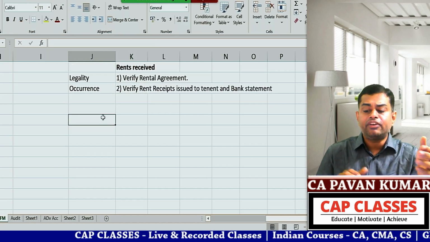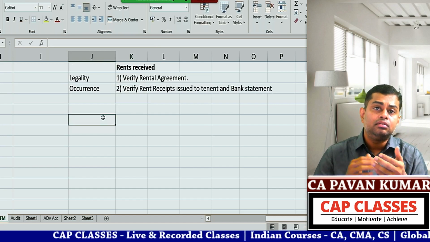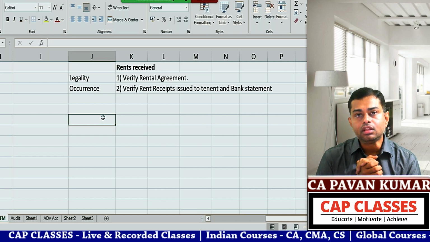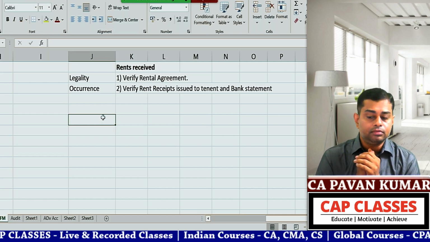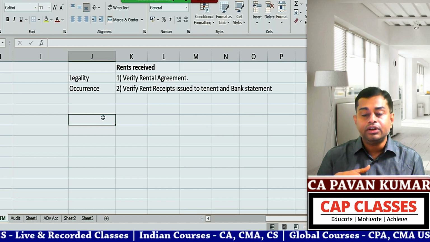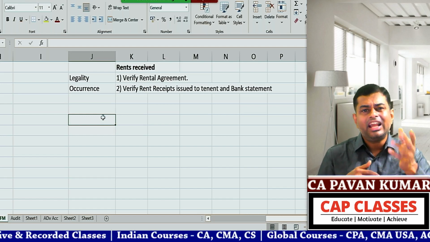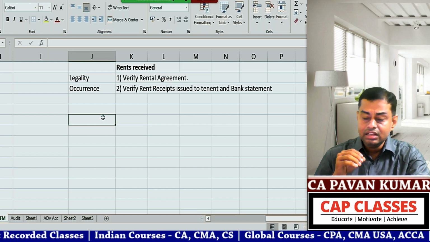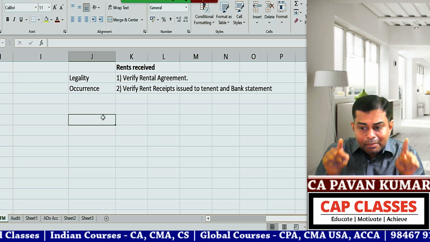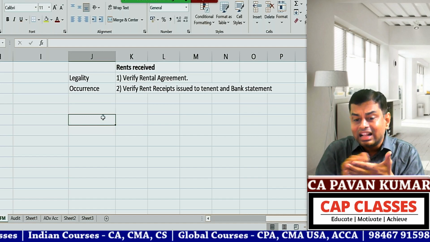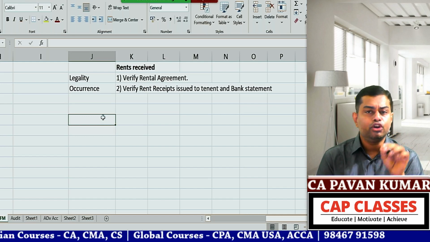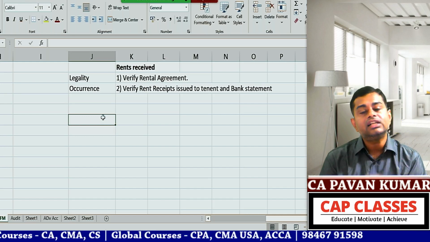Rent receipts. For example, if you are a tenant in my house, per month you need to pay 25,000. So you will pay 25,000, either transferring to the bank account or paying in cash. Now I have to prepare a pro forma rent receipt and give it to you. If you are a household, you might not ask for the rental receipt.